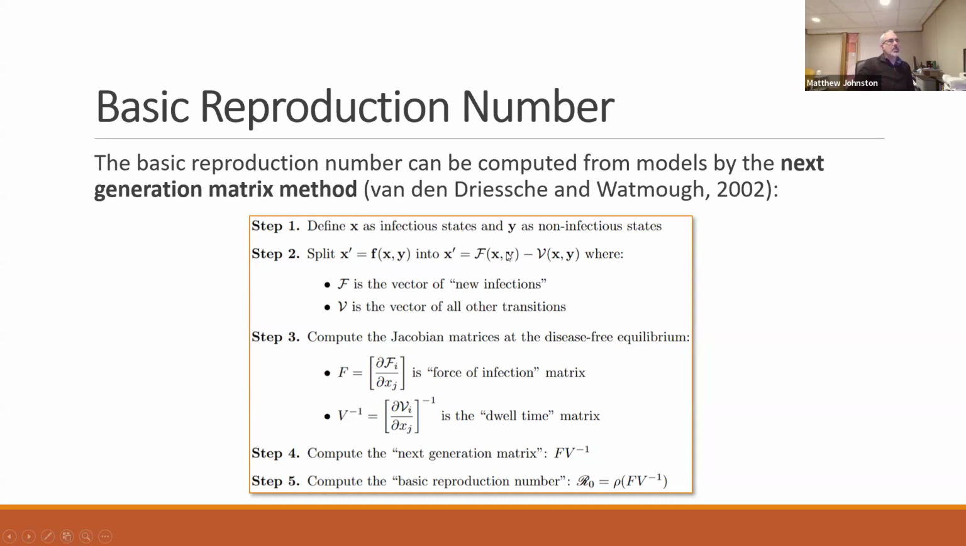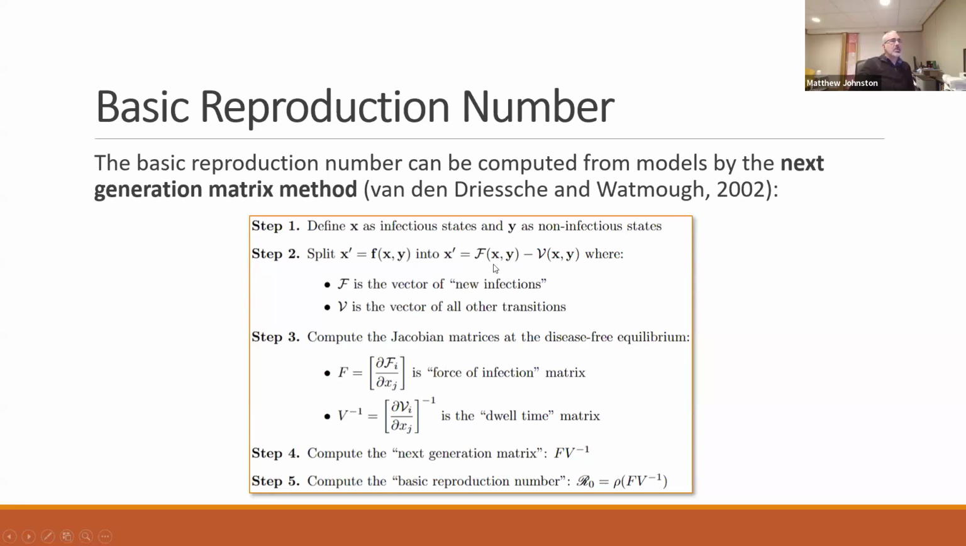In the first part, we collect all of the new infections. Every time there's a transmission event, we collect it in this F vector. On the right is V, the other part; the negative sign is just there for technical reasons. It holds every other transition. So I just divide out the new infections and everything else. Then I take the Jacobians of these 2 parts with respect to the infectious states.